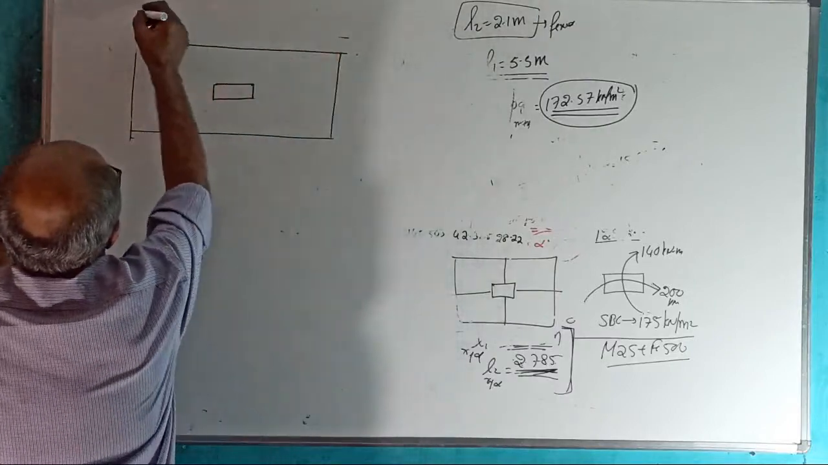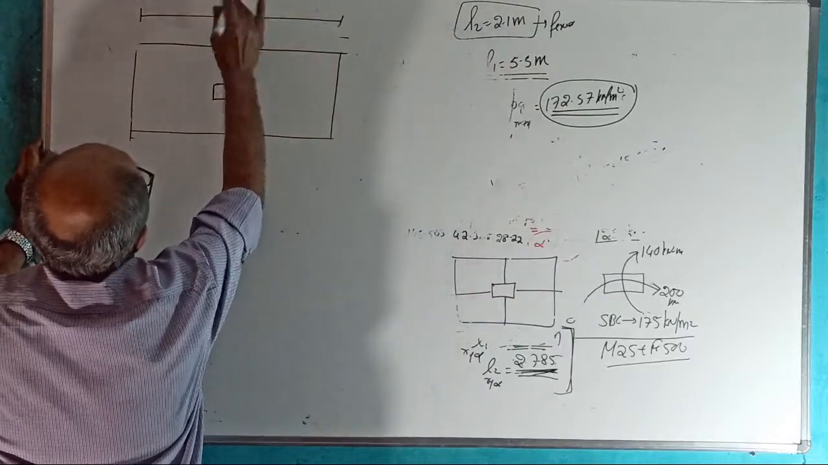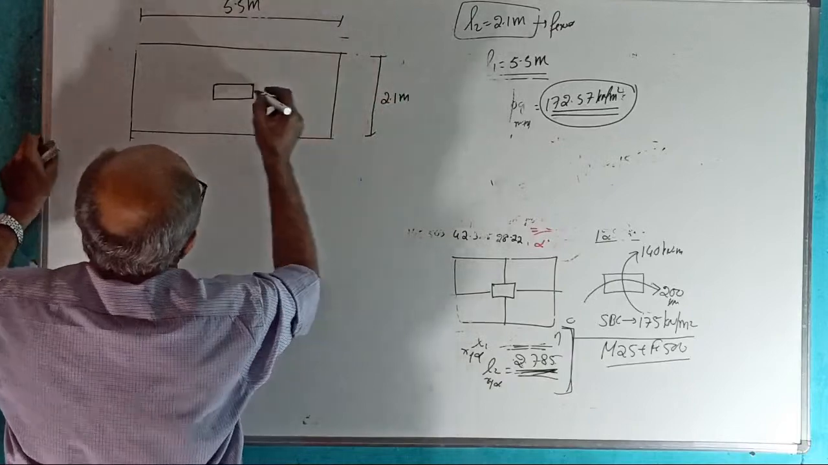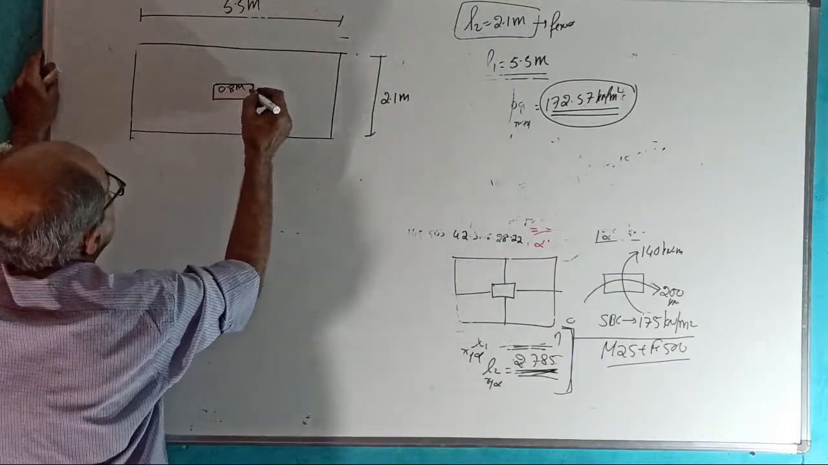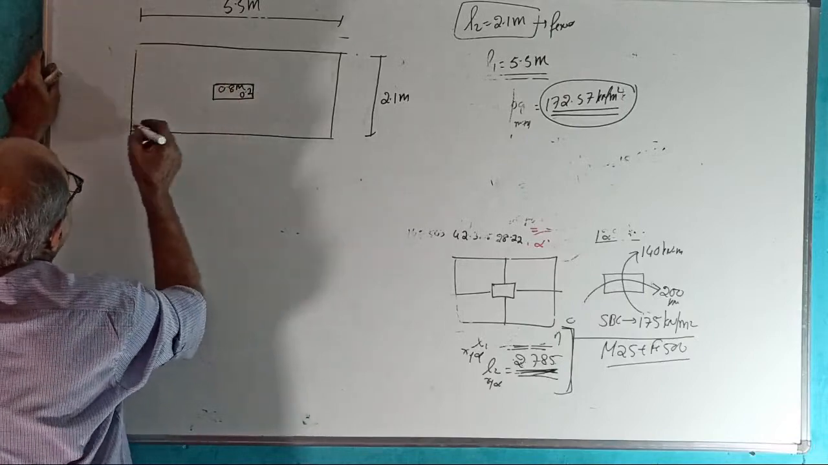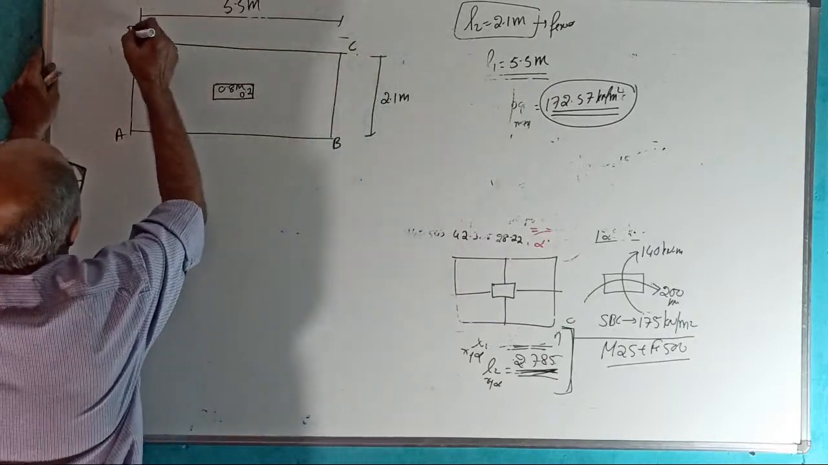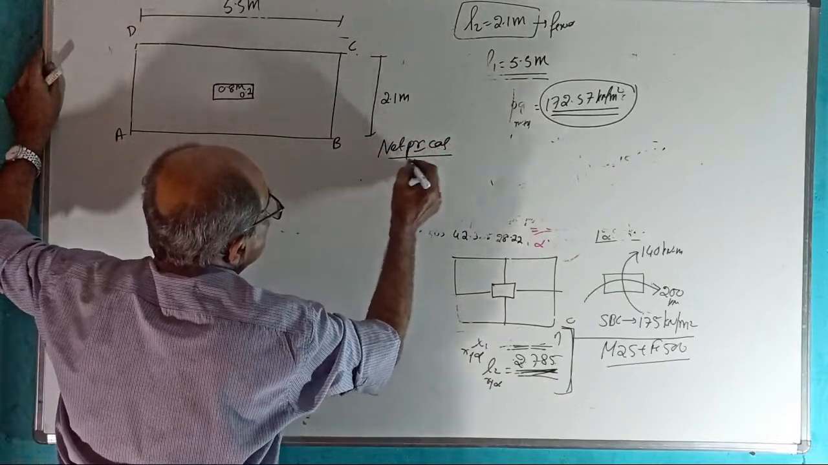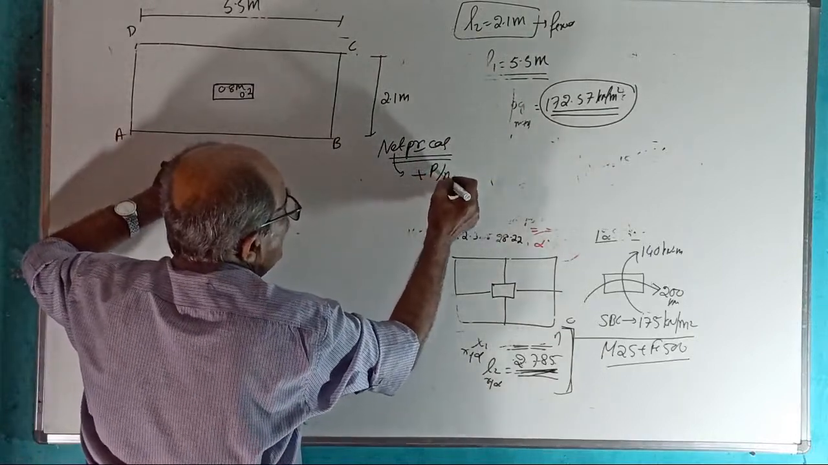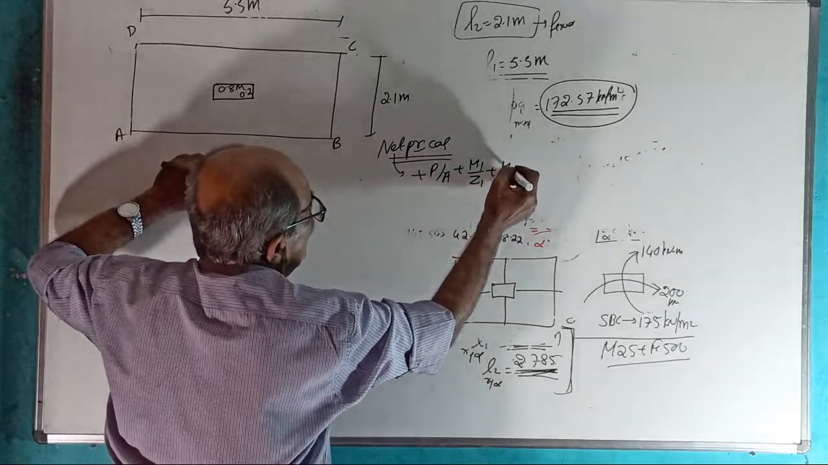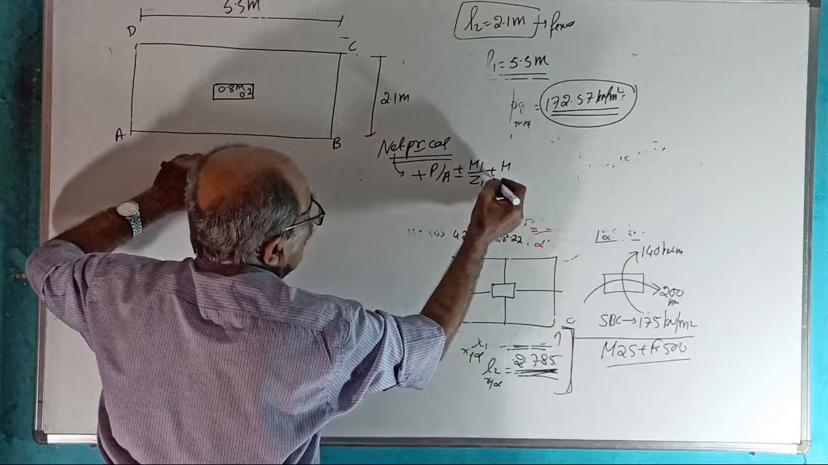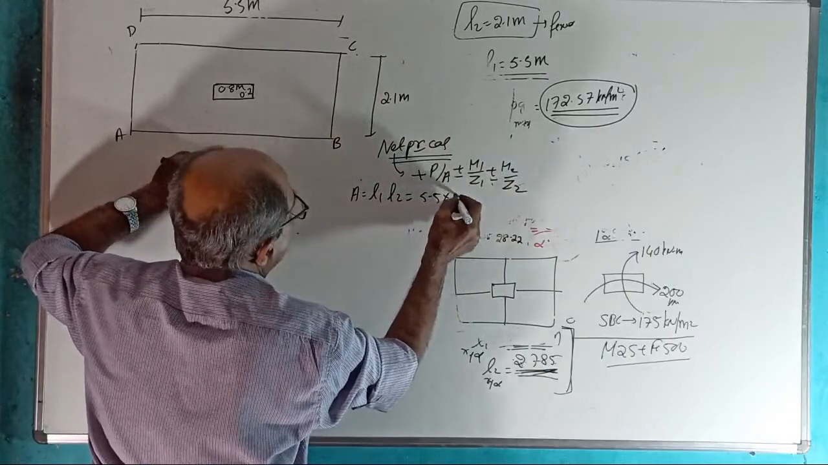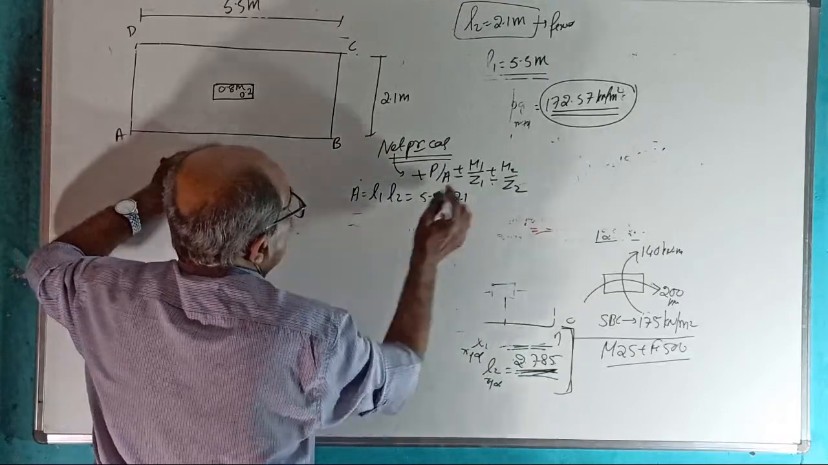See, this dimension is 5.5 meter. This dimension is 2.1 meter. And this column side is 0.8 meter. This column is 0.2 meter. Anyway, now A, B, C and D this way. Now I want net pressure calculation. Remember, net pressure is P by A plus or minus M1 by Z1 plus or minus M2 by Z2. A equal to L1 into L2 equal to 5.5 into 2.1.